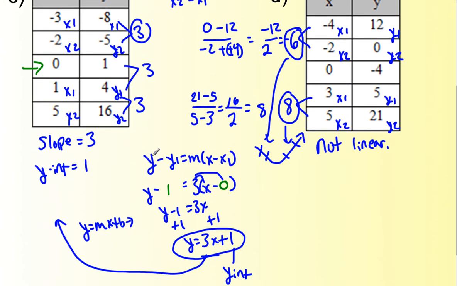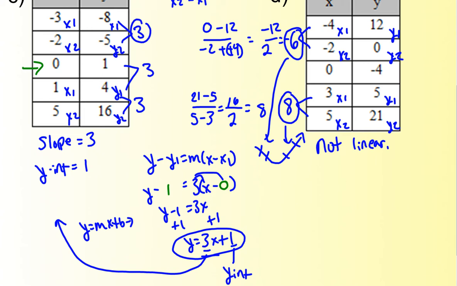So that's how you find your slope and your y-intercept from just a set of points. We found the slope using the slope formula. We plugged that into point-slope form. We then solved into slope-intercept form. So there's the slope and there's the y-intercept.